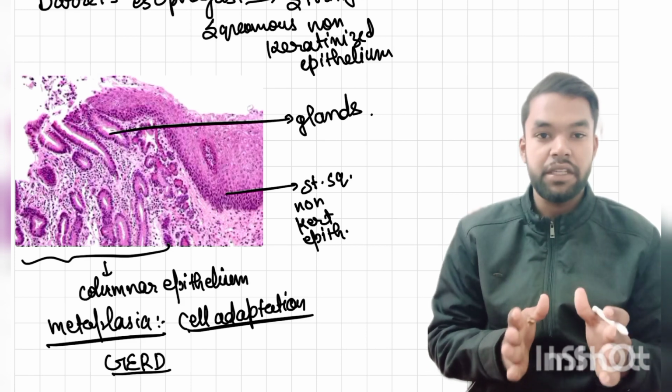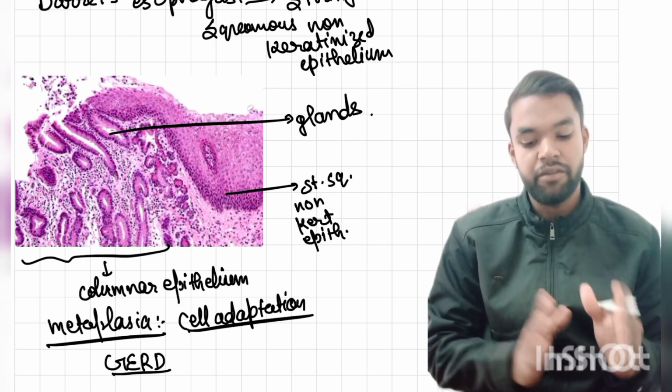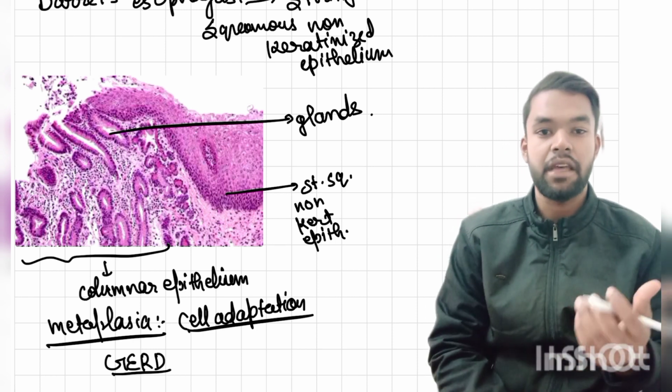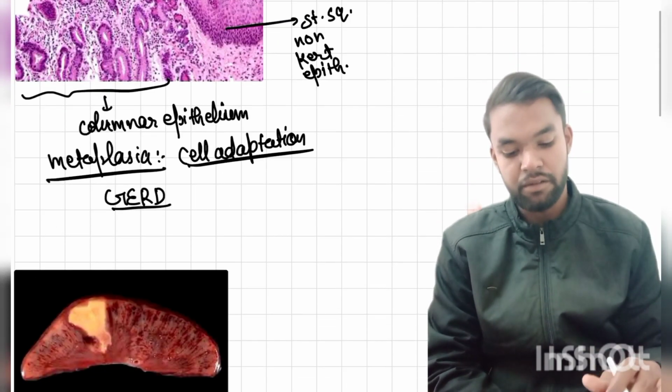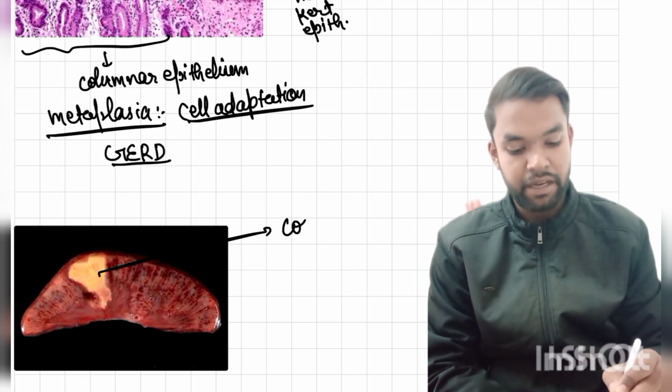So what we have seen until now is that Barrett's esophagus is a type of metaplasia in which one type of epithelium gets converted into another type of epithelium, and this is a protective measure against GERD. So let's move forward. Our next image is coagulative necrosis.